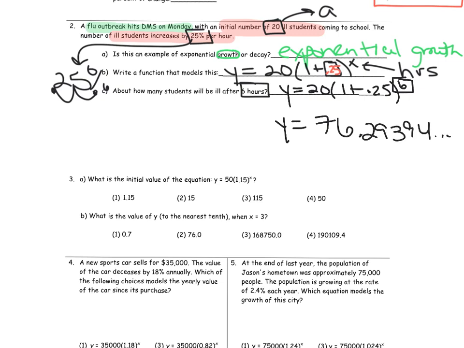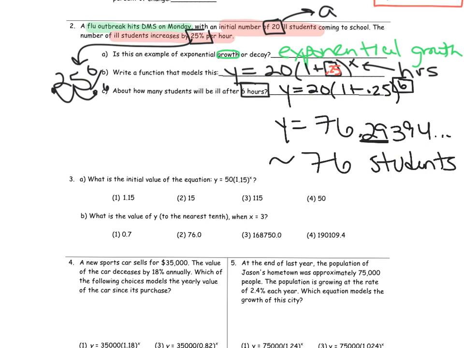76.29394... Now, we have to be careful with rounding. All right, so we would round this to really how many students? All right, so this would be approximately 76 students. All right, you can't have 0.29 of a person, so we're just going to round that to 76, okay? All right, why don't you guys give question 3 a try?